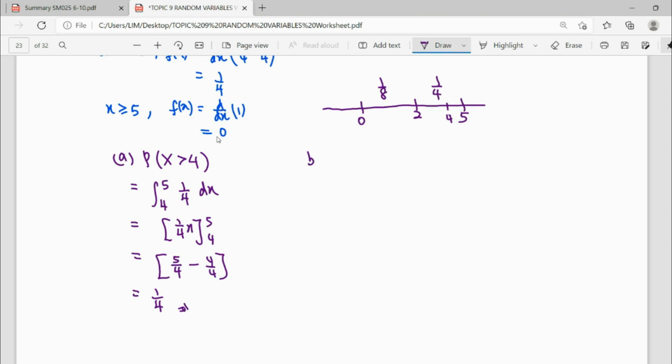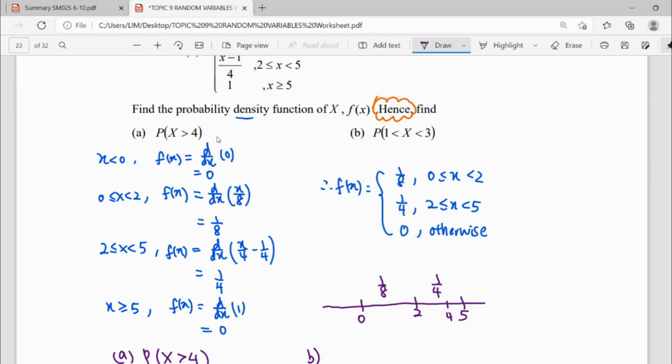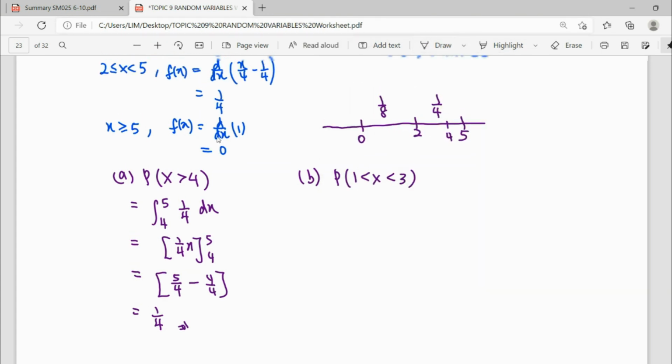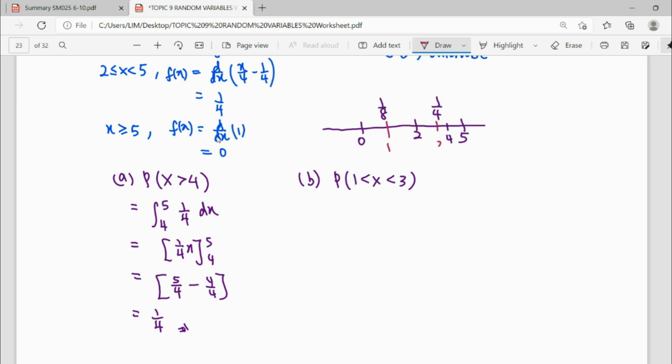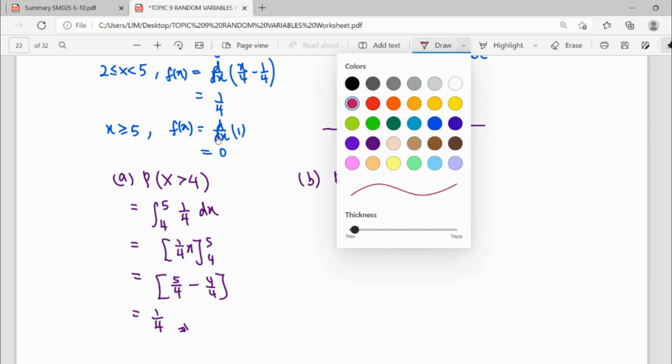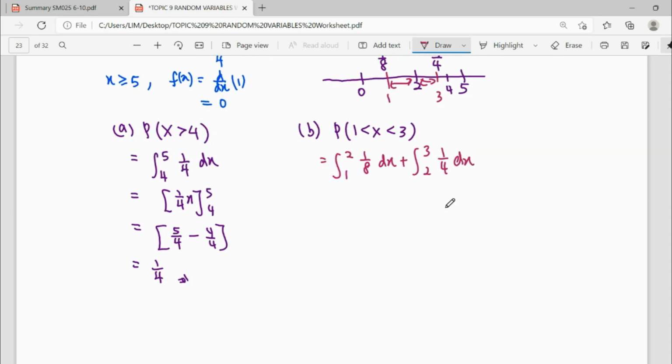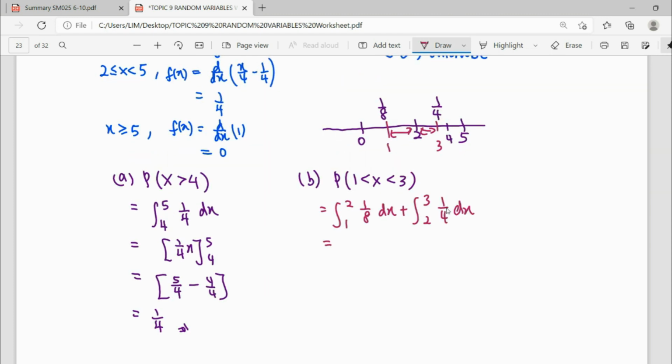And then for question B, what they ask us to do is 1 until 3. So we want the probability from 1 until 3. So let's just see on our interval. 1 is here, meanwhile 3 is here. So 1 to 2 is one function, one piece; 2 to 3 is another function. Integrate 1 to 2 for 1 over 8 dx. Continue 2 to 3 for 1 over 4 dx. So different function, different part, we have to stop and change to the corresponding function. Then our area is only correct.